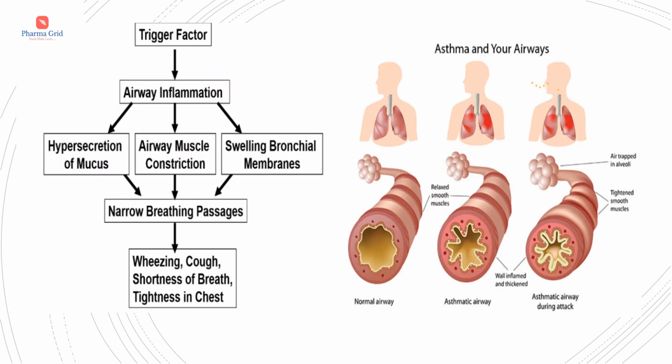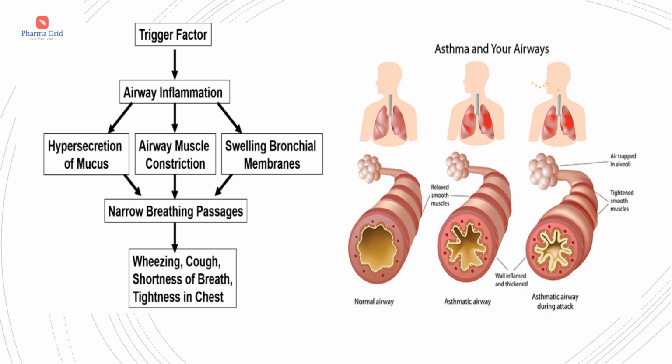So let's summarize the pathophysiology of asthma. It first starts with the triggering factor. Triggering factors can be any kind of allergen such as pollen, pet dander, dust, then exercise or stress. Suppose an asthmatic patient comes into contact with a triggering factor, it will lead to the release of a lot of inflammatory mediators. That will lead to airway inflammation, and this airway inflammation causes hypersecretion of mucus, then airway muscle constriction and the swelling of bronchial membranes.